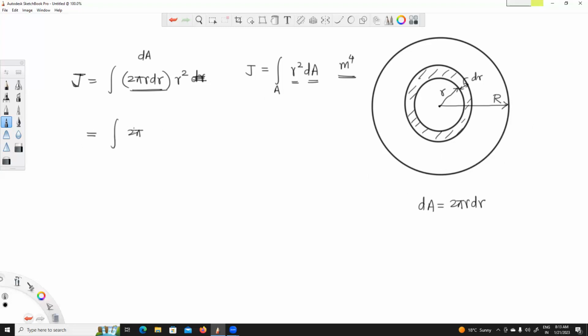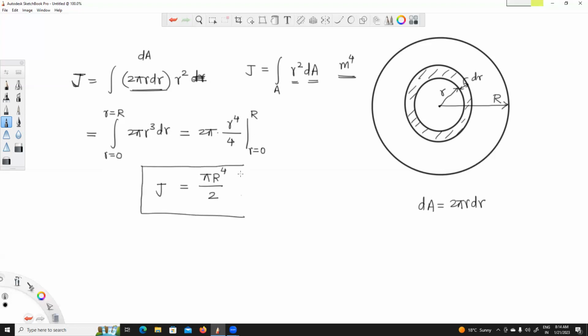So this is basically 2 pi r cubed dr, and we have to integrate from r equal to 0. If my rod is solid, then I integrate from r equal to 0 to r equal to capital R. If you have a hollow rod, then you integrate from r equal to r1 to r equal to r2. Nothing else. 2 pi integration of r raised to 4, which is r raised to 4 upon 4, with integration limits 0 to R. If you simplify, you get pi R raised to 4 divided by 2. This is what we call the polar moment of inertia.